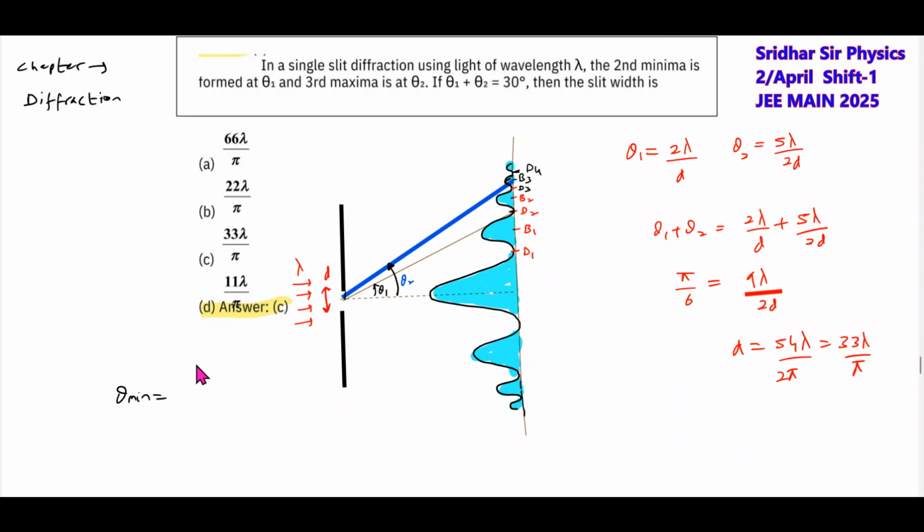The angular positions of minima are given by n lambda by d, where n will start with 1, 2, 3, 4. The angular position of maxima are given by (2n plus 1) lambda by 2d, and n will start with 1. So first maxima here will be 3 lambda by 2, second maxima will be 5 lambda by 2. Third will be 7 lambda by 2.